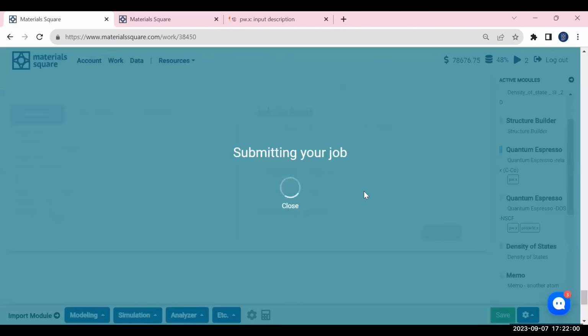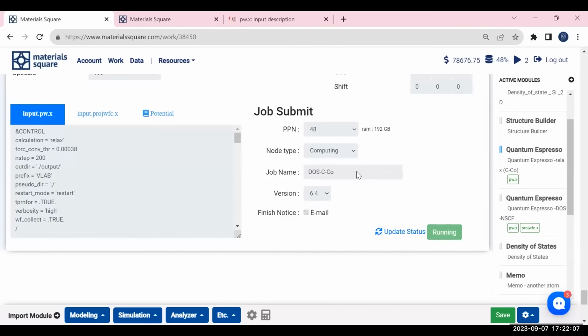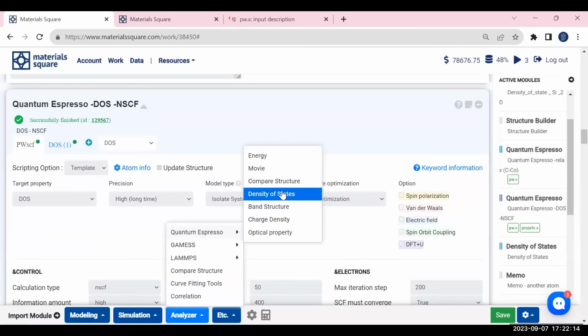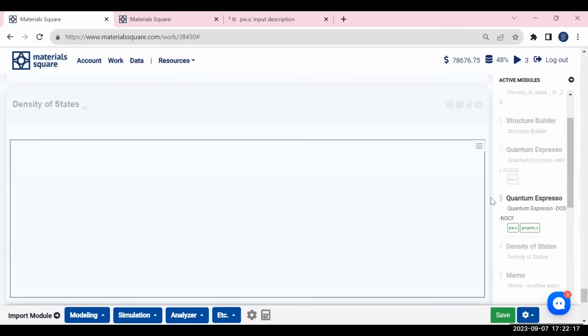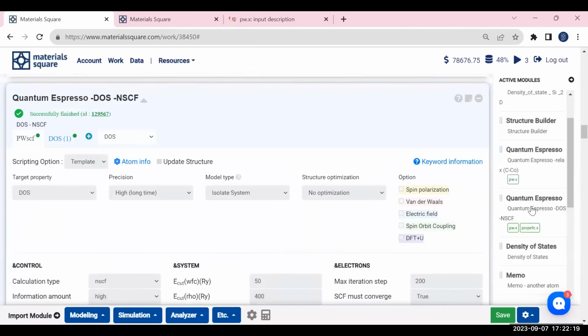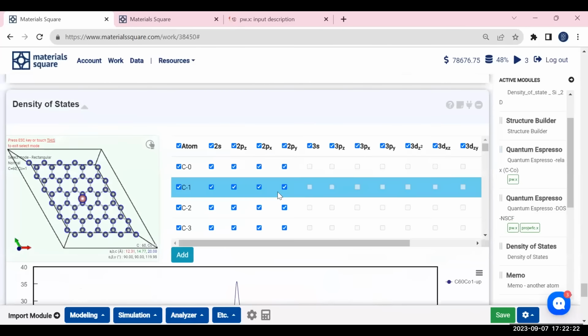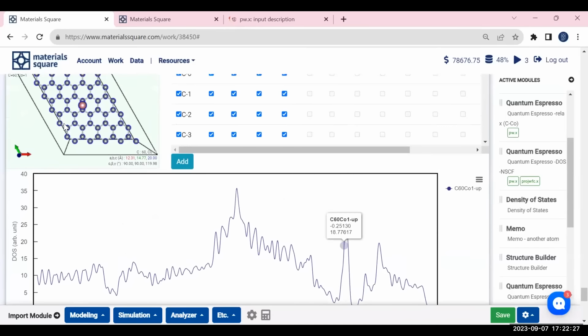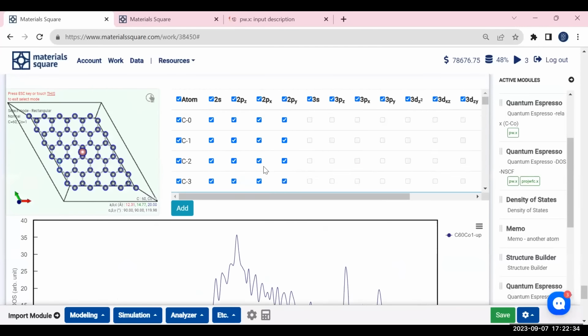So when you submit your job, now you are performing the density of state calculation. Then how can you analyze this result? After this one is done, you just go for analyze, Quantum Espresso. We will do density of state. Okay, we have two modules. The first one is NSCF calculation, and it will be shown for you. So this is the density of state for the case of graphene, where the CO is adsorbed to the surface.